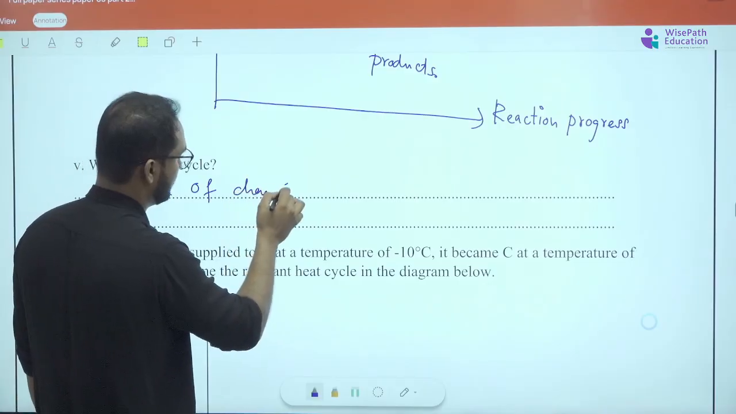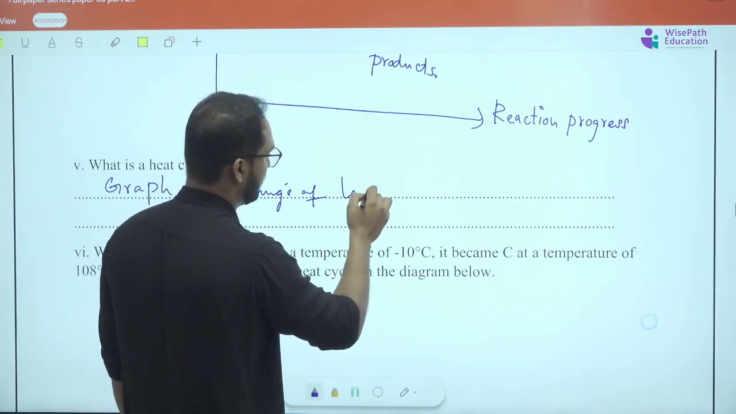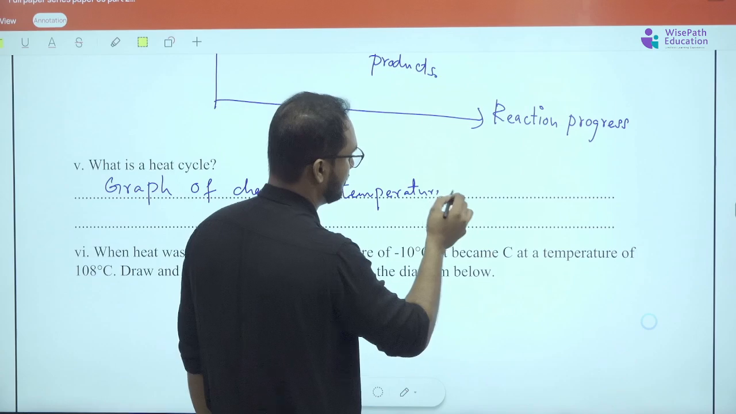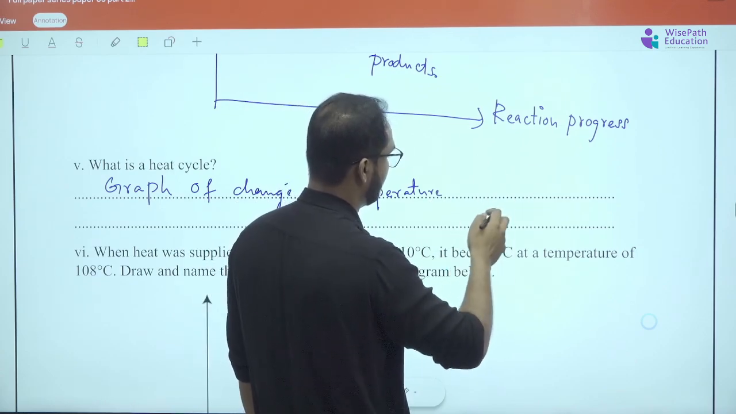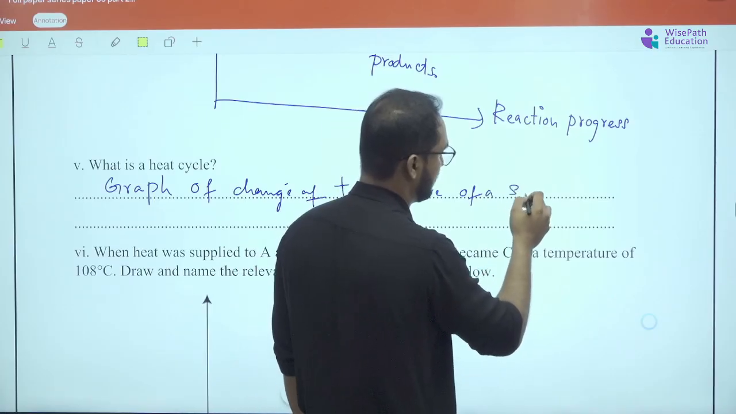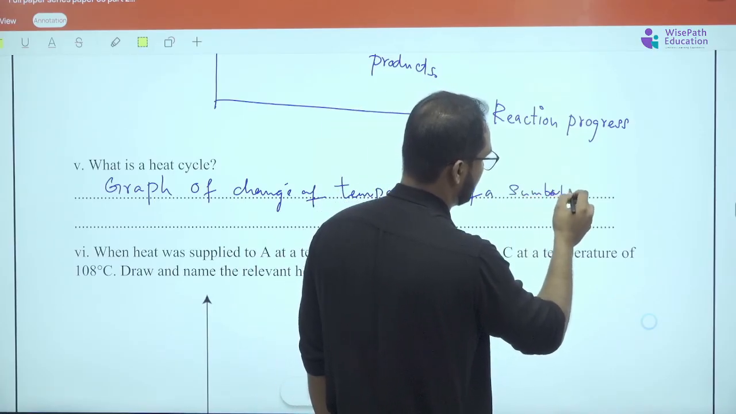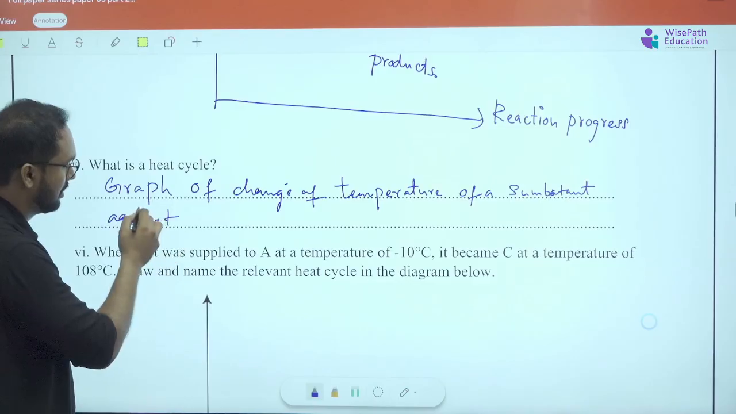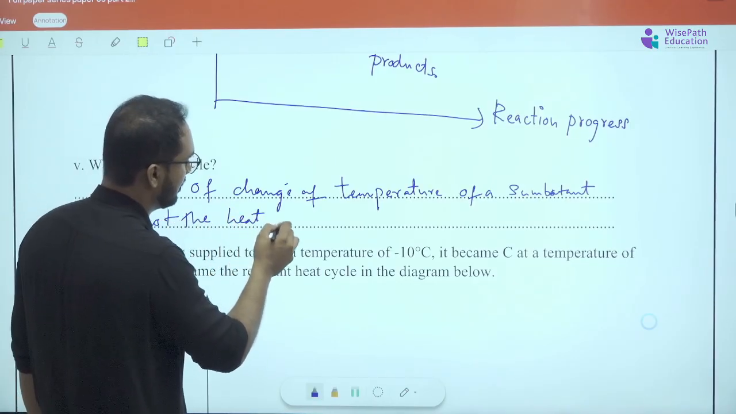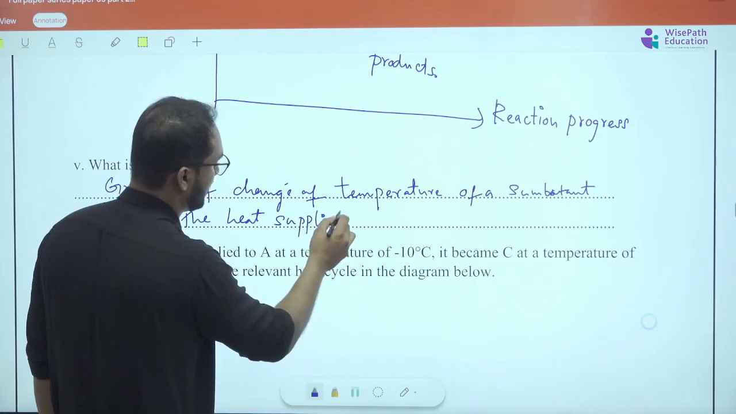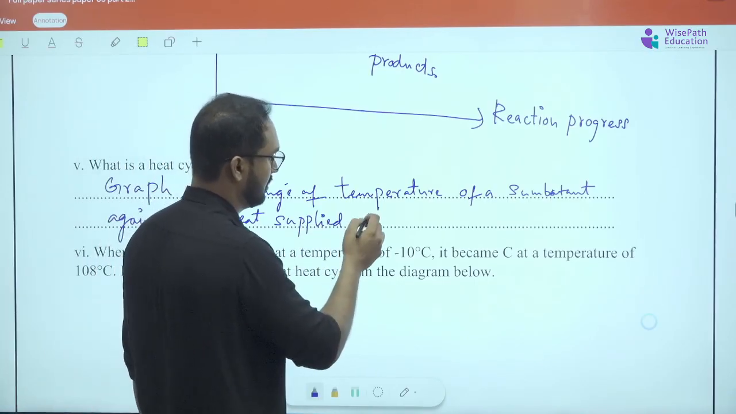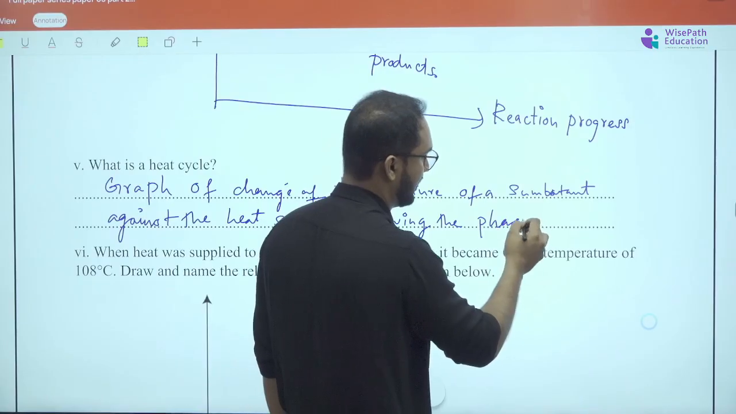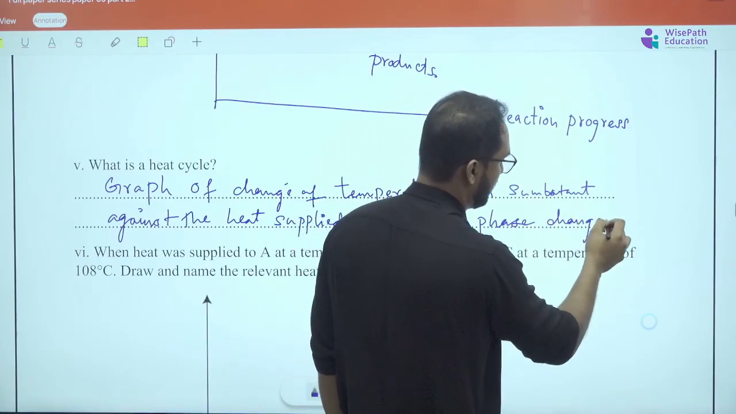Graph of change of temperature of a substance against the heat supplied is the heat curve showing the phase changes, right? Showing the phase changes, right?